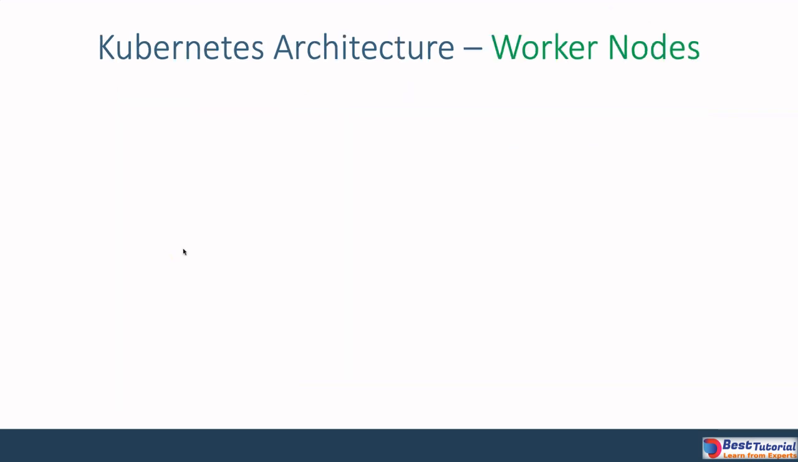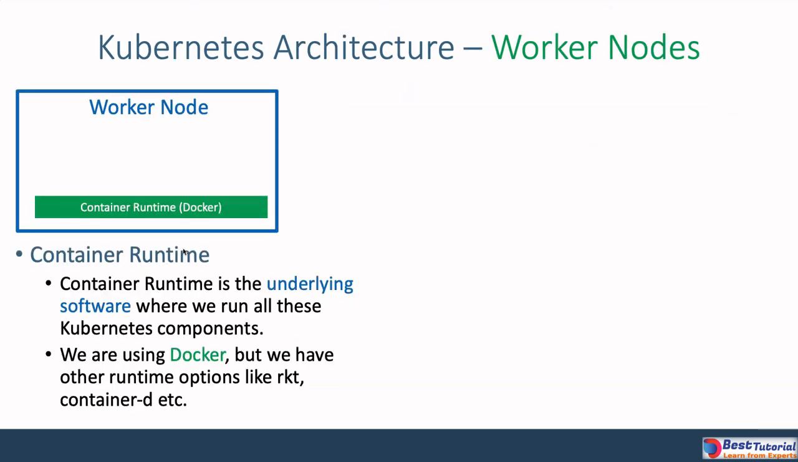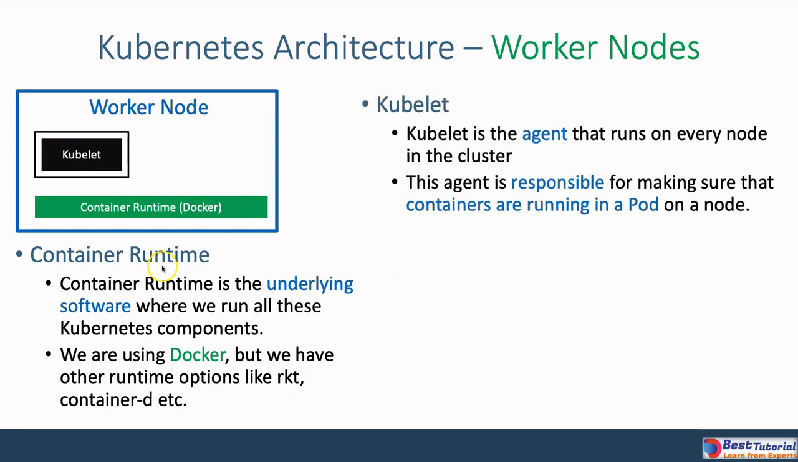Okay, so now let's see the worker node components. In a worker node, the container runtime is going to be, as usual, on every worker node. The underlying software where we run our stuff is going to be the container runtime inside the worker node, or whatever the VM instance is. We are going to use Docker, but we have other runtime options like rkt, containerd, etc. The next one is kubelet, which is the more important one, so let's see about it. Kubelet is the agent that runs on every node in the cluster. So the more worker nodes we have, on every worker node we are going to see kubelet present inside that.